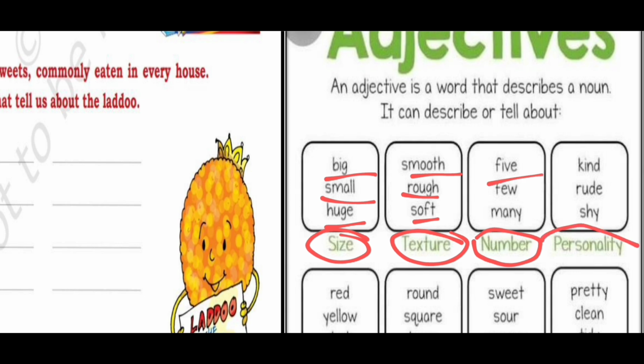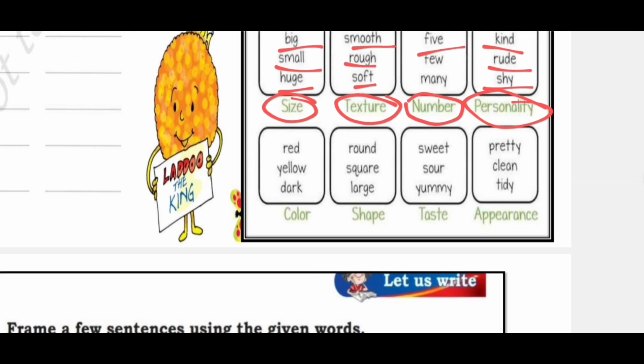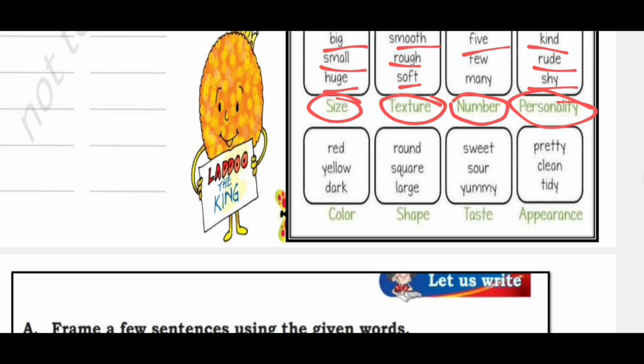Now then the personality. Personality means how that person or thing is: kind, rude, shy. These are all describing words. Okay, look down. Color. You know there are different colors, right? Whether it is red, yellow, dark, all these are colors. Then the shape. Whether it is round, square, oval, large, small, the shape of it.